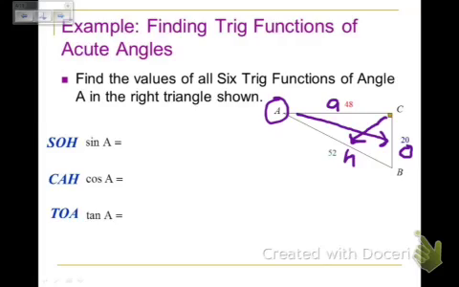So when I go to find my 6 trig functions, the sine of A, remember sine means opposite over hypotenuse, is going to be what I said O was, 20, over hypotenuse 52.